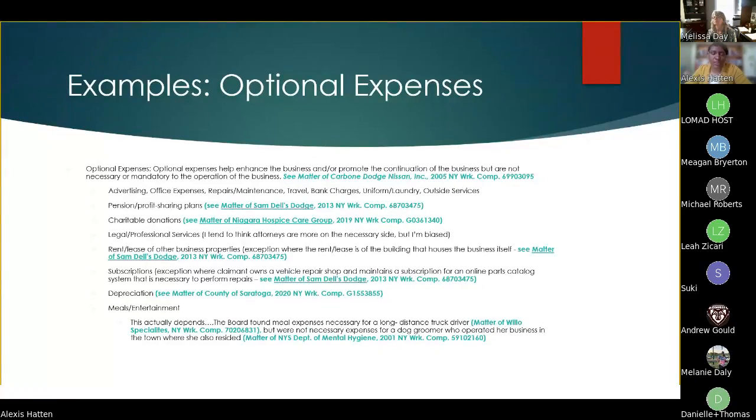Depreciation, meals, entertainment, those are all things that may promote or help the business, but generally speaking, are optional expenses. But as I said, everything sort of ends in, it actually depends, because the board has found meal expenses necessary for long distance truck drivers, but not necessary for a dog groomer who operated her business in the town where she resided. Basically, if you can go home to eat, go home to eat.